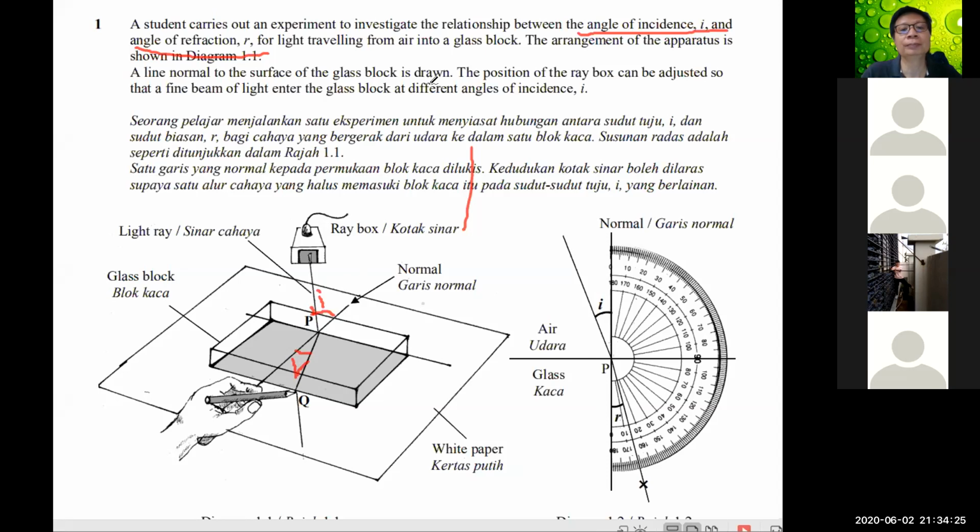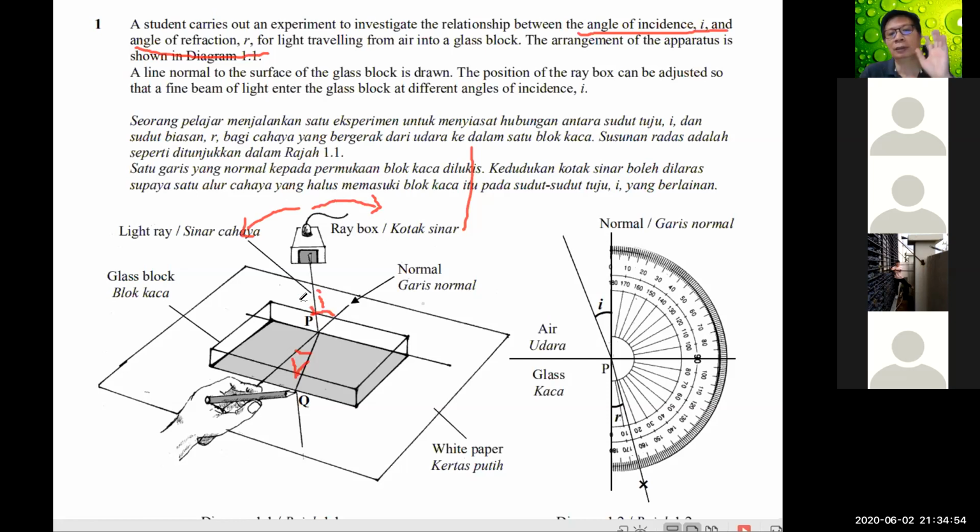The position of the ray box can be adjusted so that the fine beams of light enter the glass at different angles. Meaning this ray box can be pushed to the left or pushed to the right to adjust the angle. You can adjust angle I, understand? To make this angle different, you can adjust the angle.